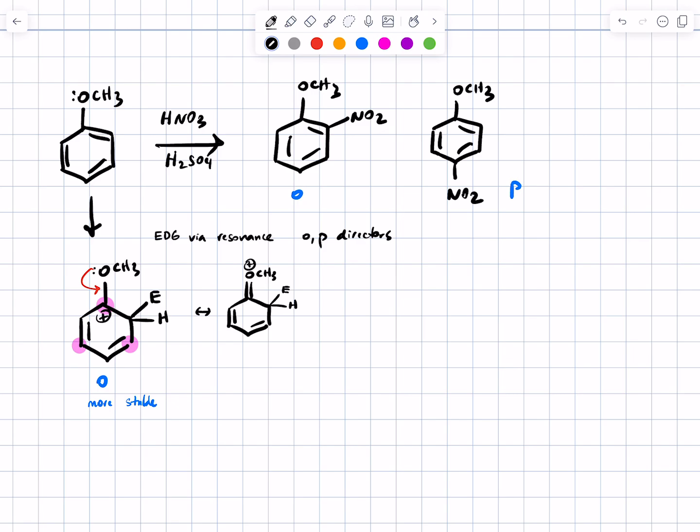Yeah? One thing I find a little confusing is that they're selective for where the positive charge is placed during resonance, the most stable place to put the positive charge. Right. But the benzene ring's a nucleophile.